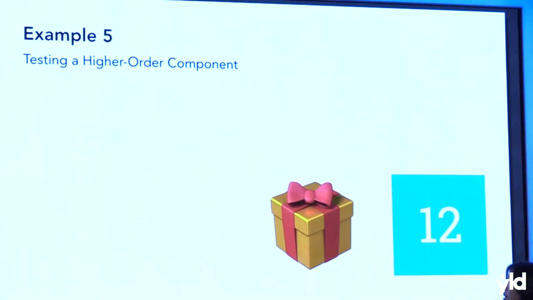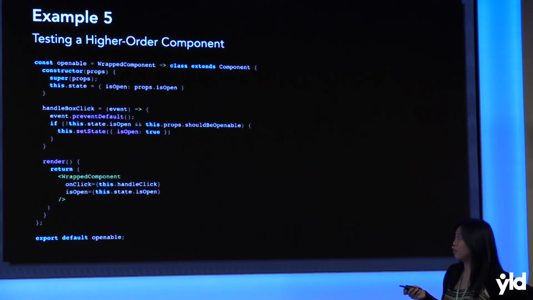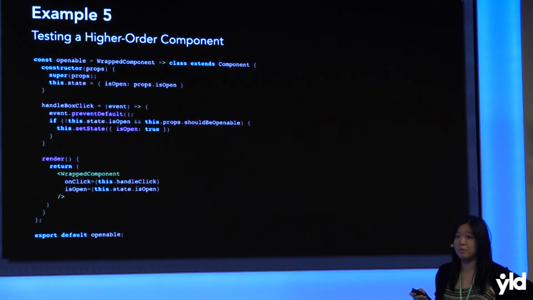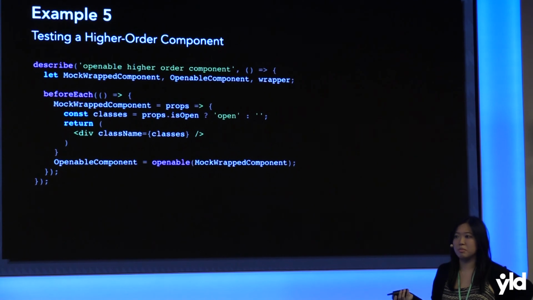So I'm actually probably going to skip over this higher order component. The biggest takeaway here for testing higher order components is that, if you've used higher order components before, and we had a presentation on that in the last React Girls, you can just create a mock wrapped component instead of the actual component that the higher order component is wrapping, and this just simplifies things.